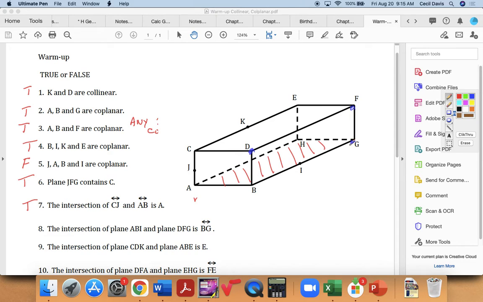Where do those two meet? What points do they have in common? Well, those two planes meet right down here. This line is both on the bottom and on the side. And a name for that line would be line BG. So this is true.